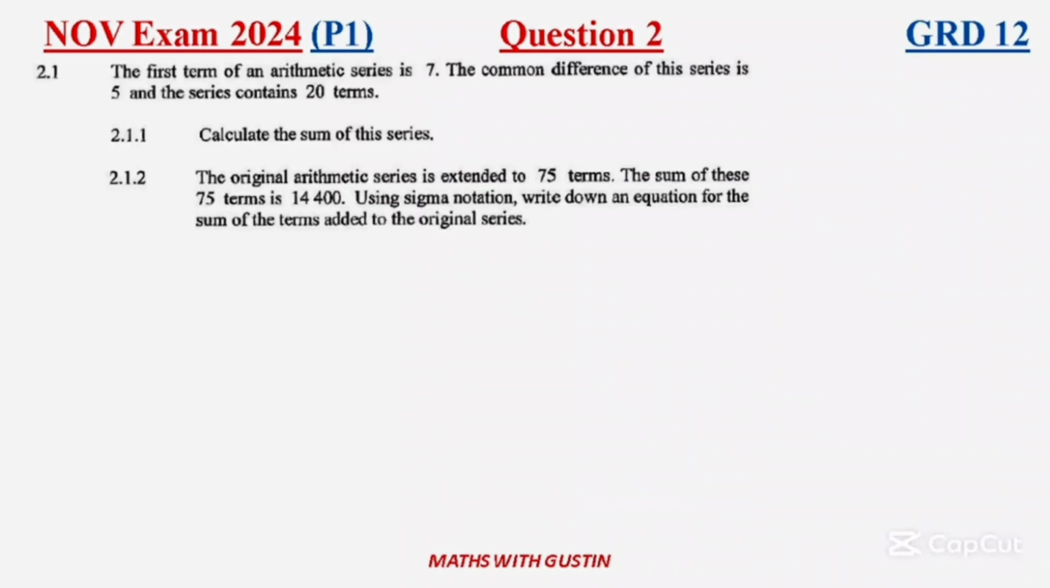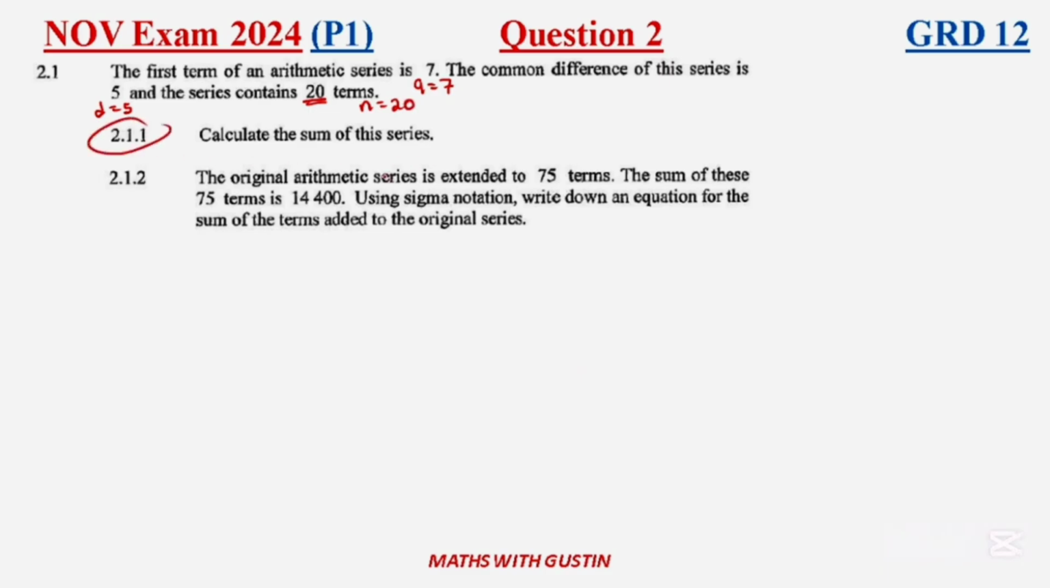Now let's go to question 2. Question 2 reads as follows. The first term of an arithmetic sequence is 7, so therefore a is equal to 7. Then the common difference of the series is 5, so therefore d here is equal to 5, and the series contains 20 terms. So therefore our n is going to be equal to 20.